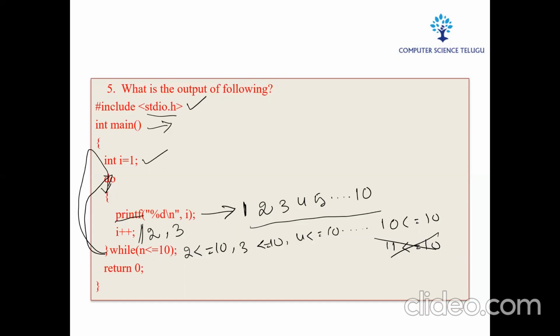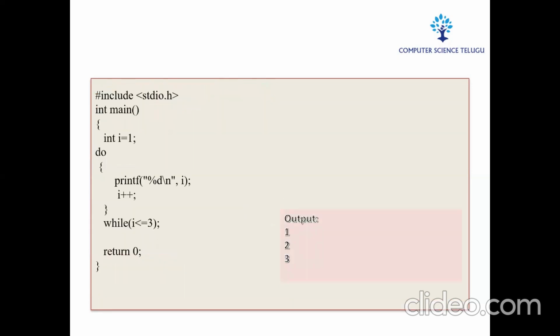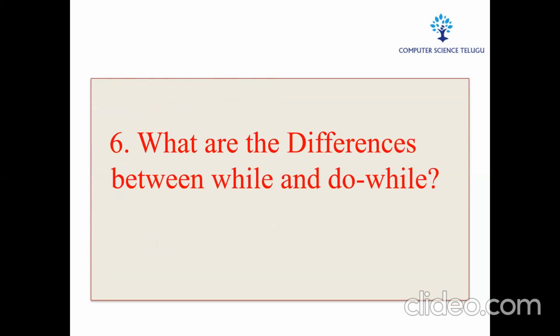So, one more example for while loop. You see here i less than or equal to 3, so it will print 1 to 3 only, because 1 is less than or equal to 3, 2 is less than or equal to 3, and 3 is less than or equal to 3.